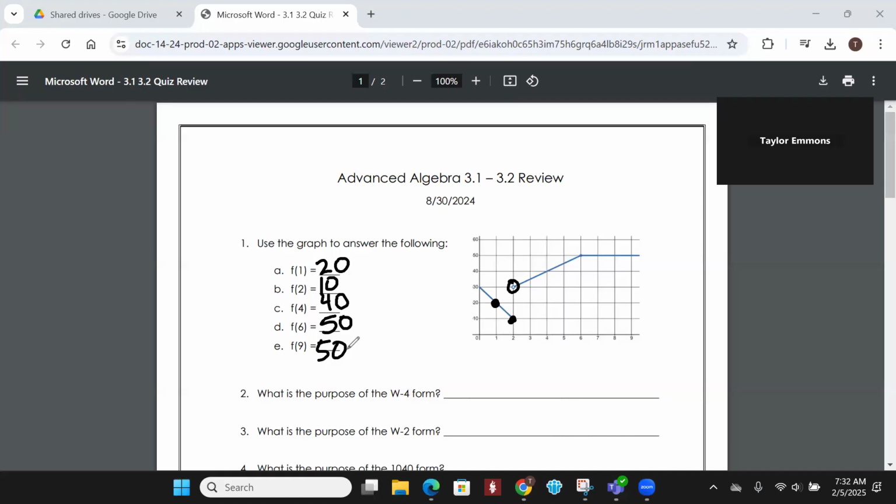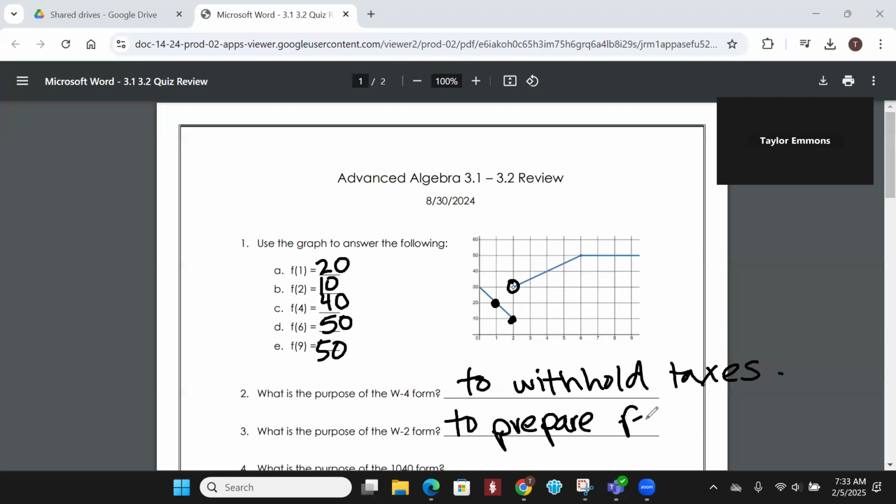Okay. What's the purpose of a W-4? So withhold taxes, right? That's the one that you fill out with your employer, right? Okay. What's the purpose of a W-2? To prepare for taxes. To prepare for filing taxes. Don't get those two mixed up.